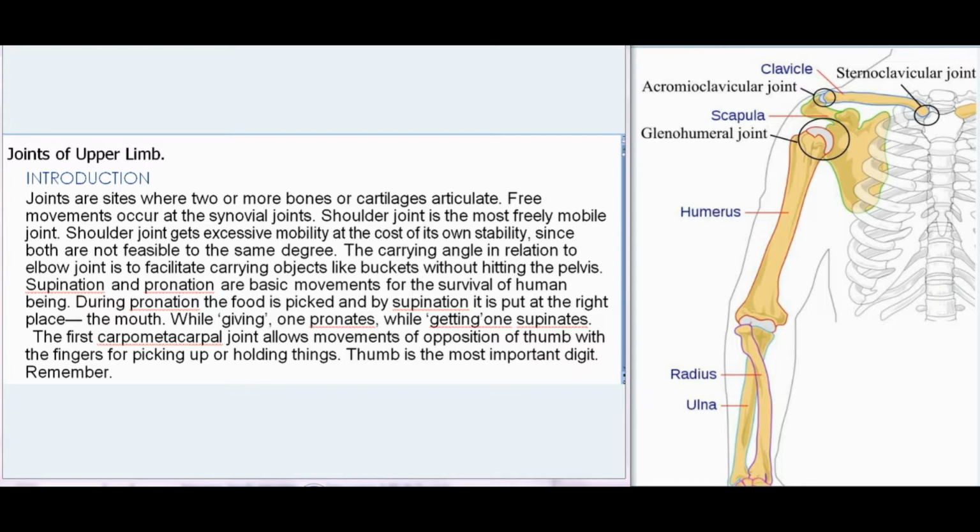degree. The carrying angle in relation to the elbow joint is to facilitate carrying objects like buckets without hitting the pelvis. Supination and pronation are basic movements for the survival of human beings. During pronation the food is picked and by supination it is put at the right place, the mouth. While giving, one pronates; while getting, one supinates. The first carpometacarpal joint allows movements of opposition of the thumb with the fingers for picking up or holding things. The thumb is the most important digit.